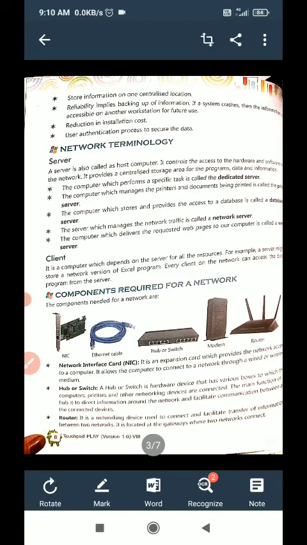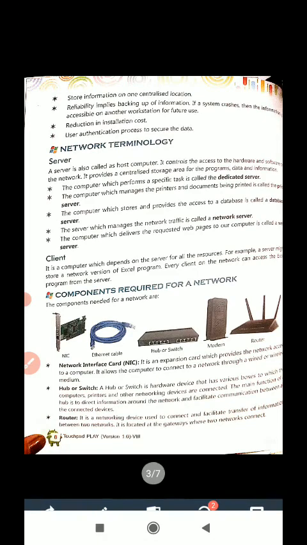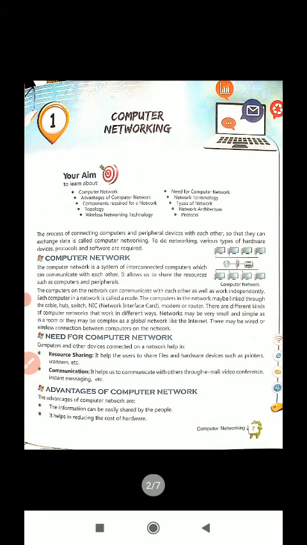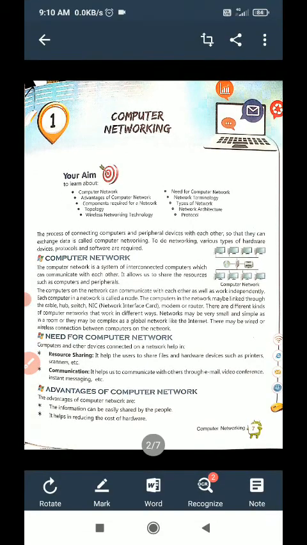Okay, so these all are the advantages of a computer network that we have seen in this chapter. So up till now in this chapter we have seen what is computer network, need for computer network, advantages of a computer network, and remaining points, that is network terminology, components required for a network, types of network, topology, network architecture, wireless networking technology, and protocol. These all points we will see in next lecture in next week.